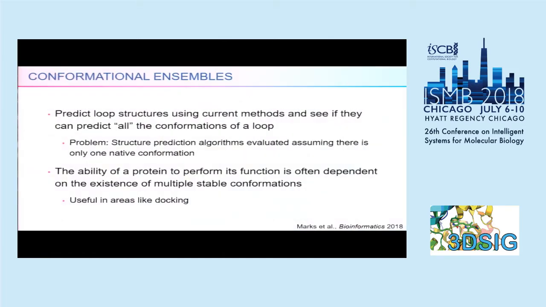So what I'm going to do is predict loop structures using current methods. I'm going to use 4 different methods. You could pick your favorites. I suspect the results will be very similar because we deliberately picked a set of very different methods, and see if they can predict all the conformations of a loop. So that's the question we're asking. And the problem, as I set it up, is that most of them are not used to doing this, though they're quite often used in this way.